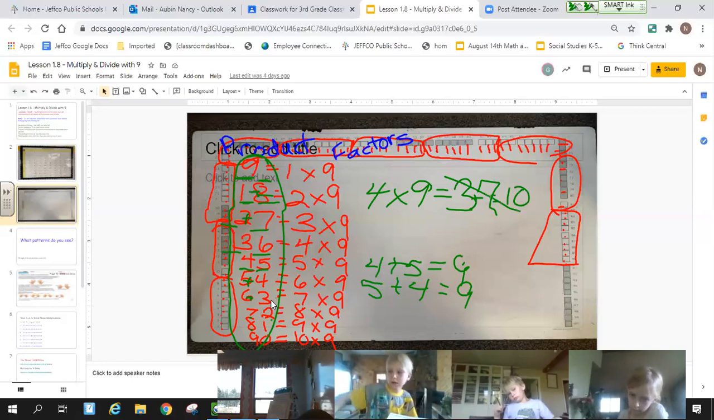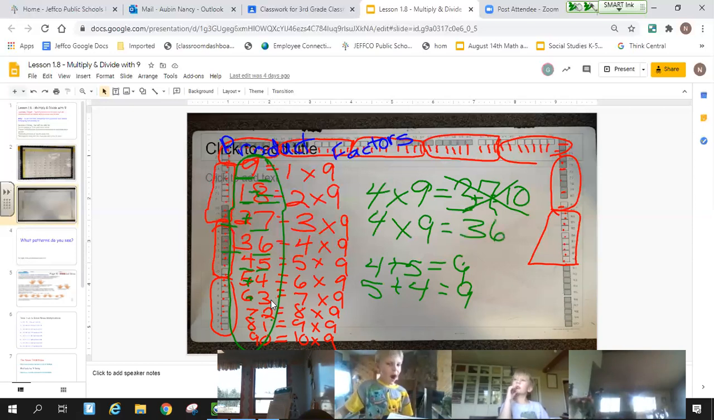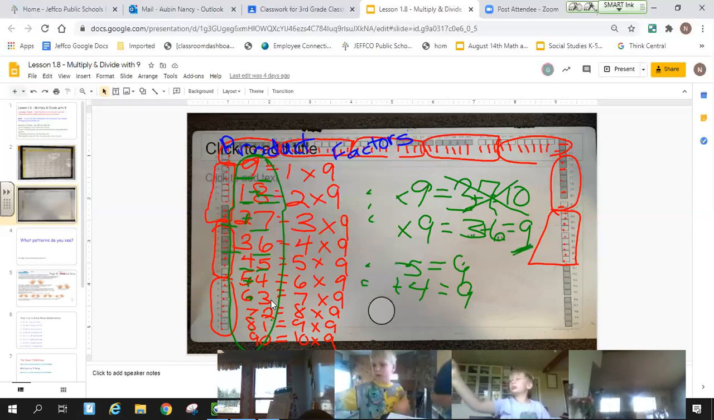So it can't be right. Maybe 4 times 9 is 36. 3 plus 6 equals 9. Could that be right? Yes, because if I add these two digits, I get 9. Okay. Nice job with your patterns.